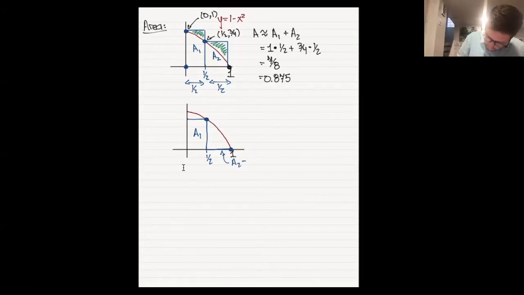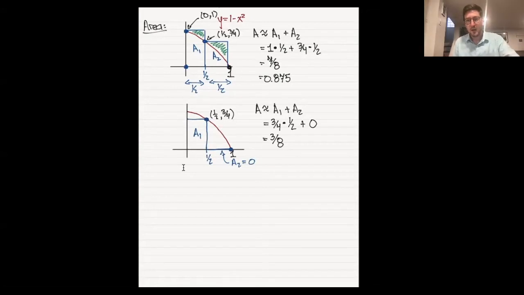This tells me that my area is approximately equal to A1 plus A2. Now, we just said A2 is equal to 0. That's okay. Let's try and figure out what A1 should be. Well, in this case, A1 has the height given by the y value at 1/2. We already calculated this. This is 3/4. And so this tells us now that the area of A1 is height times base plus the area of A2 now, which we already said is going to be 0. So this gives me 3/8, which is significantly smaller than our previous estimation of 7/8.